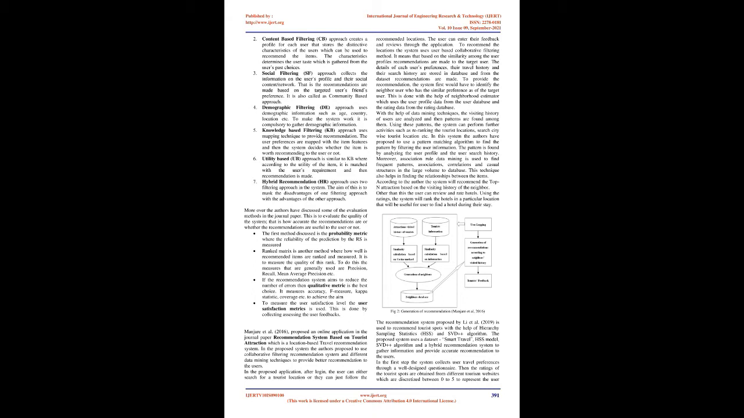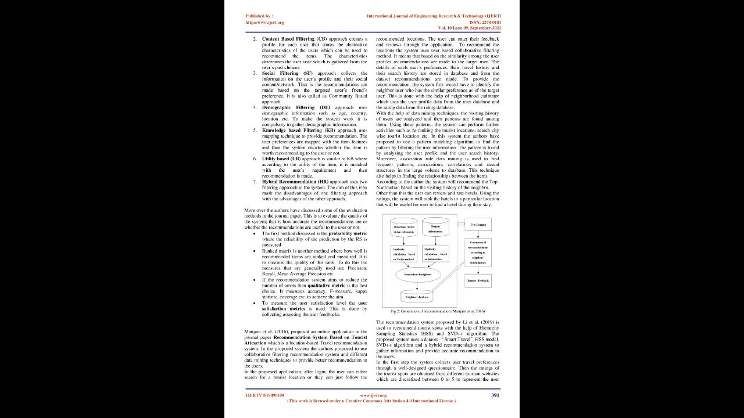The details of each user's preferences, their travel history and their search history are stored in database, and from the dataset recommendations are made. To provide the recommendation, the system first would have to identify the neighbor user who has the similar preference as of the target user. This is done with the help of neighborhood estimator, which uses the user profile data from the user database and the rating data from the rating database.